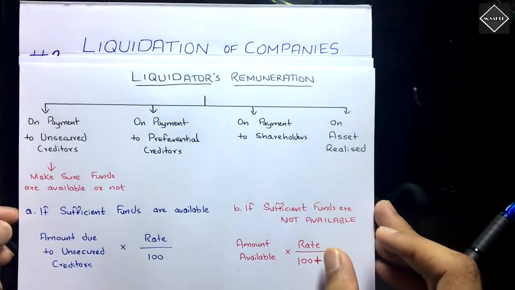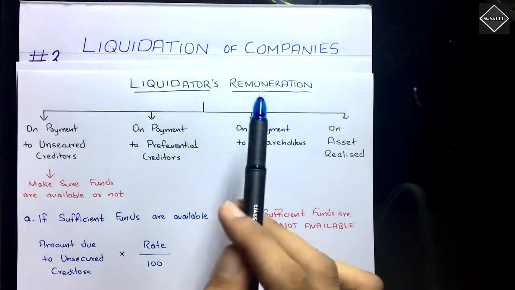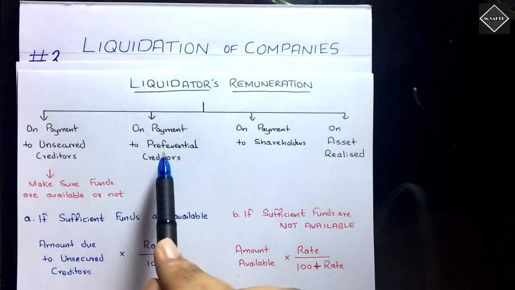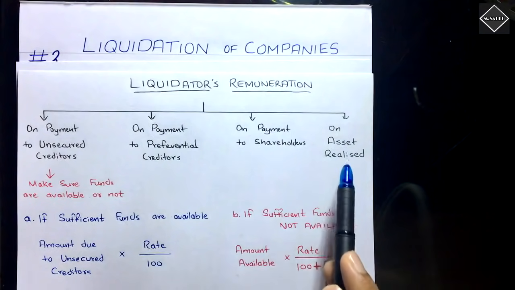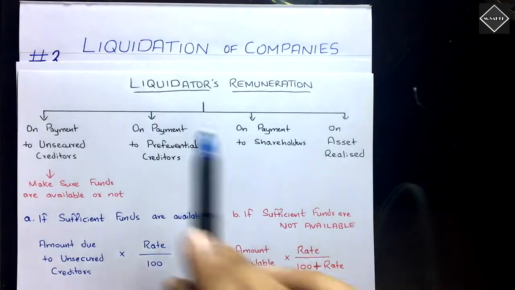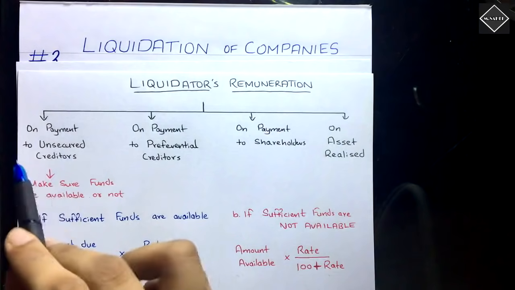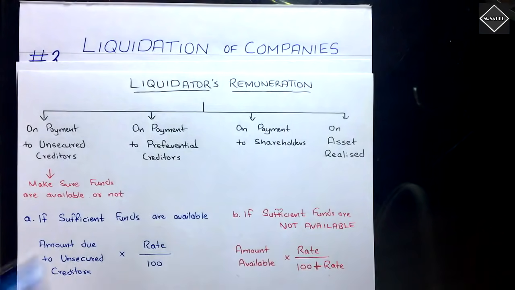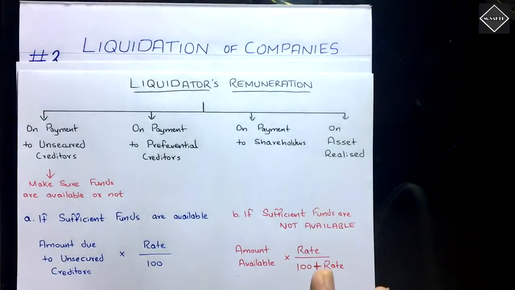Now that commission can be on various things. The liquidator's remuneration can be on payment made to unsecured creditors, on payment made to preferential creditors, on payment made to shareholders, or on assets realized. These are the different forms of liquidator's remuneration. He can be paid a commission on whatever payment has been made to unsecured creditors, and on whatever payment has been made to preferential creditors, like that. Here you have to calculate the liquidator's remuneration while preparing the liquidator's statement of account.